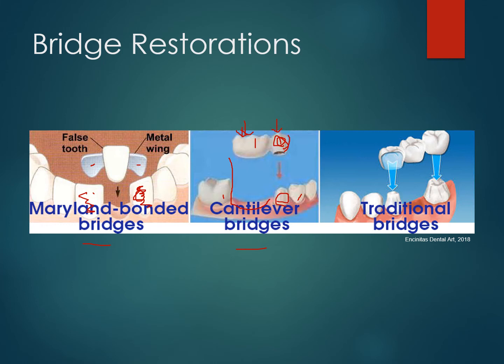And then this one is the traditional bridge. The pro here being that it's very stable, it's very secure, right? We have two prep teeth on the outside here, and then we have the one pontic in the middle. The con to a traditional bridge is that it is very difficult to keep clean.